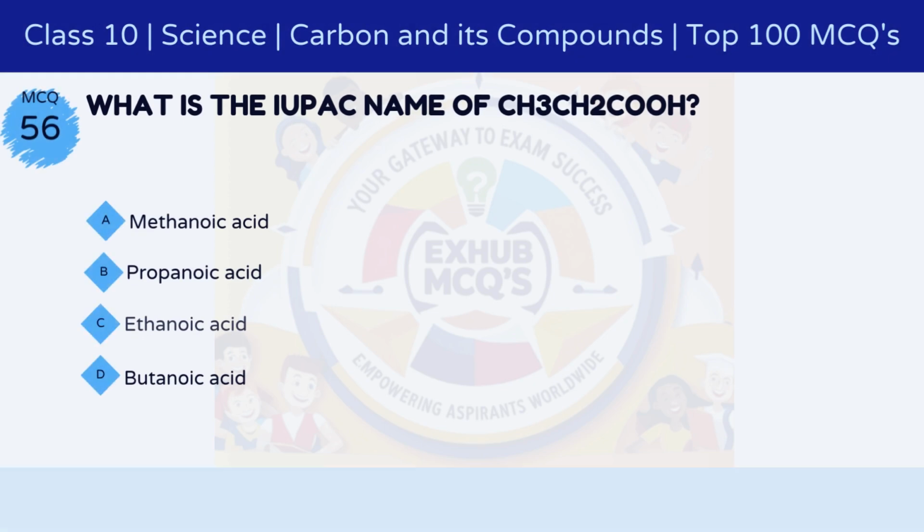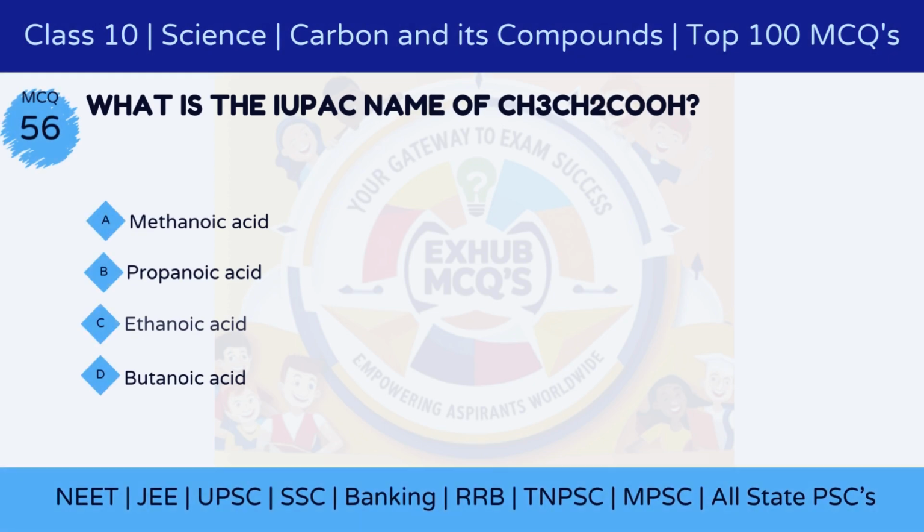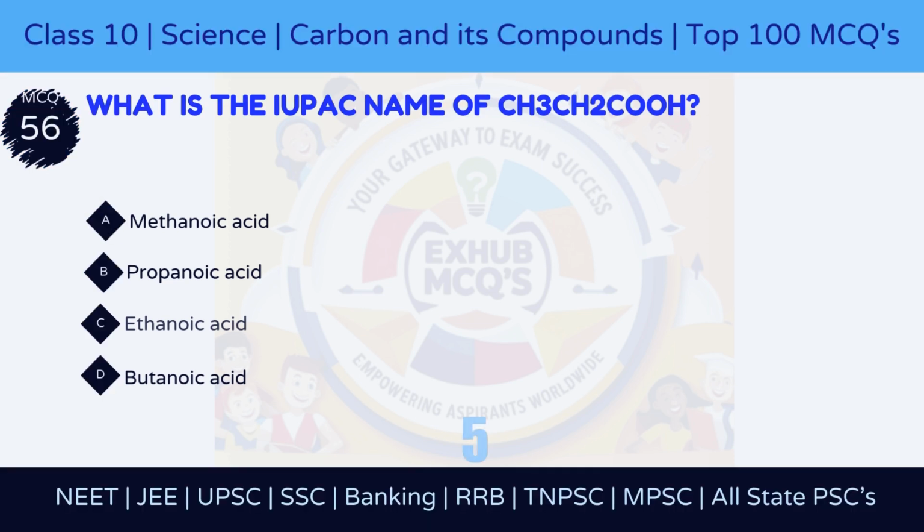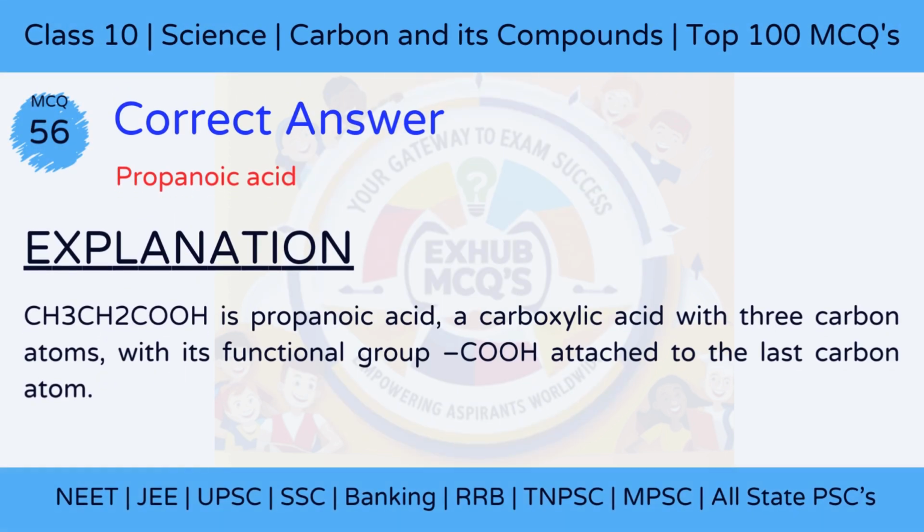MCQ 56. What is the IUPAC name of CH3CH2COOH? Option A, methanoic acid. Option B, propanoic acid. Option C, ethanoic acid. Option D, butanoic acid. The correct answer is option B, propanoic acid. Explanation. CH3CH2COOH is propanoic acid, a carboxylic acid with 3 carbon atoms. Its functional group, -COOH, is attached to the last carbon atom.